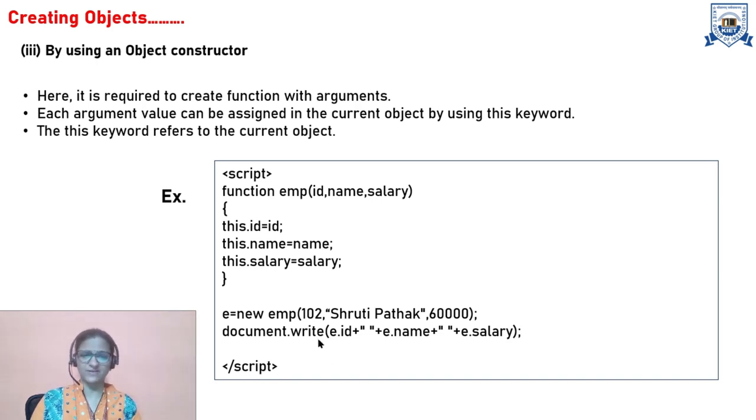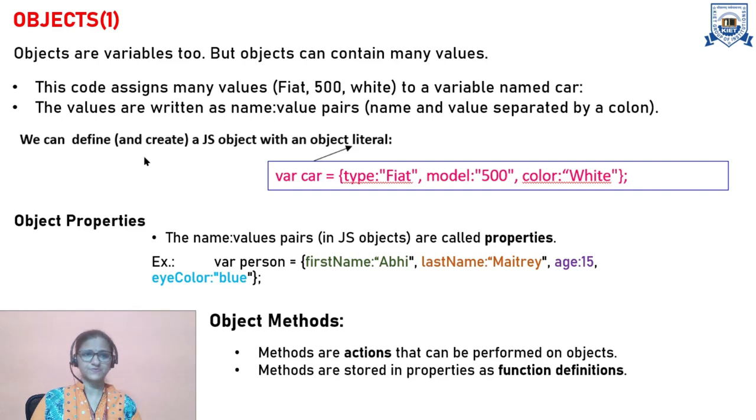Now we can use it. document.write(e), because e has become the object of this type emp. It has got all the features of this emp. Now, as these properties set over here have been assigned the values, you can use them with the help of this object e. So we will print e.id, e.name, e.salary, and we can display the values. So this is the third way of creating an object.